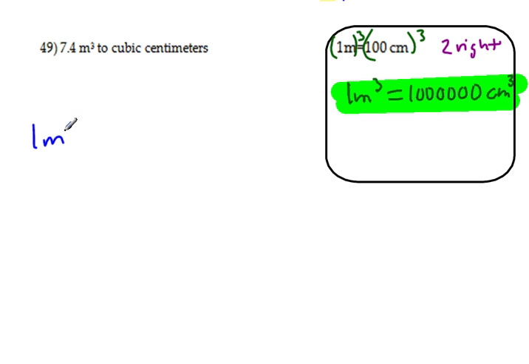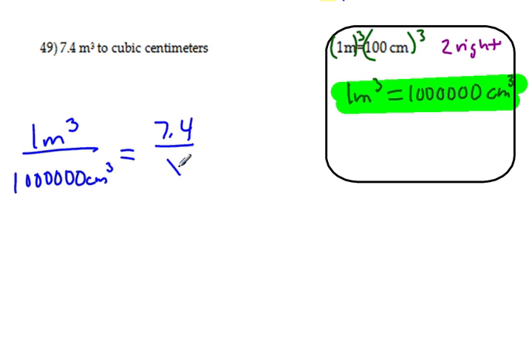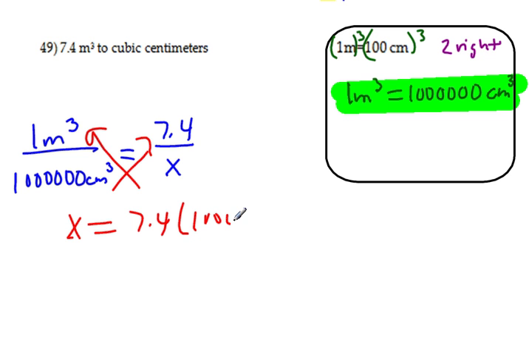Using proportions, 1 meter cubed equals 1,000,000 centimeters cubed. The 7.4 goes in the numerator because that's the meters cubed. We don't know the centimeters cubed. Cross multiply. We have 7.4 times 1,000,000. Again, you can check this in your calculator, but basically when we're multiplying here, it basically gets rid of one of the zeros here with the decimal place. So we're going to have 7,400,000 centimeters cubed.